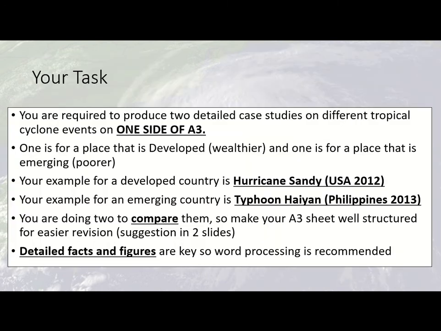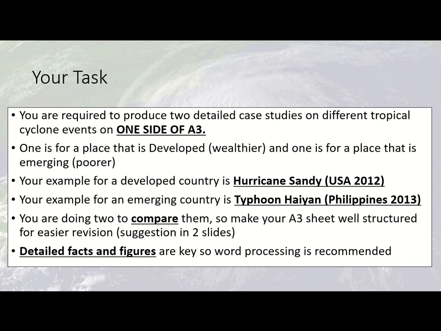Now, the task that you're going to be completing today is going to be fairly independent, but with a bit of input from me. Essentially, I want you to produce a one-sided summary of both Hurricane Sandy and Typhoon Haiyan. They were two very damaging hurricanes or tropical cyclones. One of them was a hurricane, the other one was a typhoon.